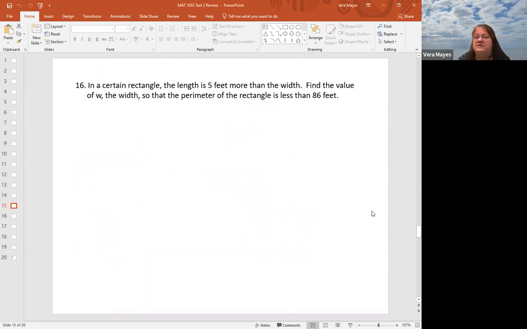Now this one is dealing with the rectangle. So let's draw our rectangle and see what they're giving us. All right, the length is 5 more than the width. So I have a width and I have a length. They didn't tell me who to be what. So they said find the value of W, which is the width. Okay. The length is 5 more than.